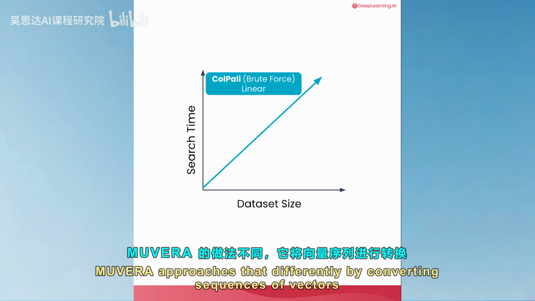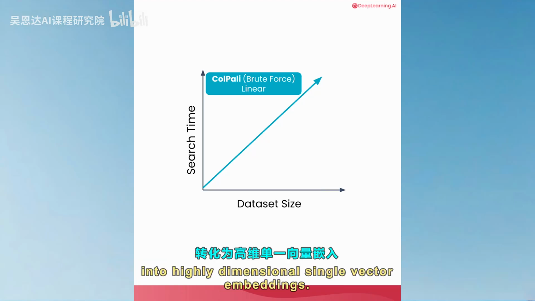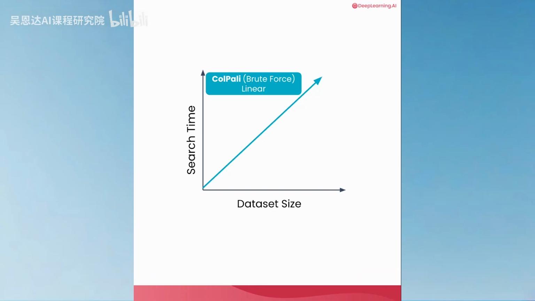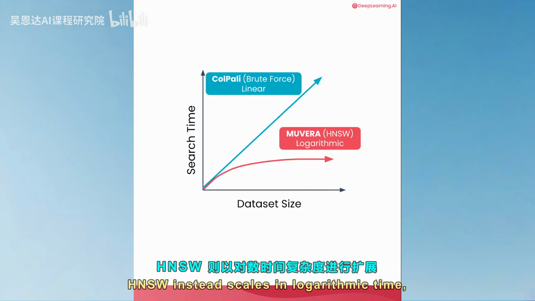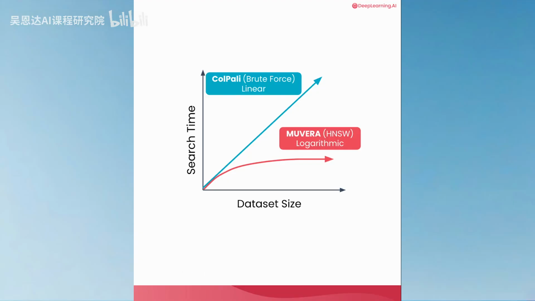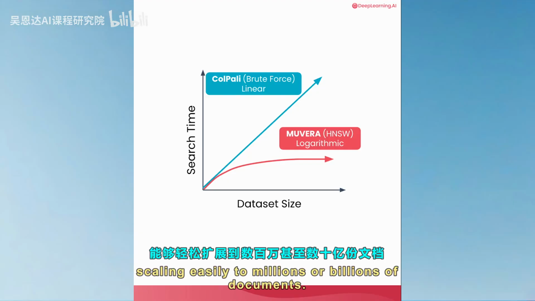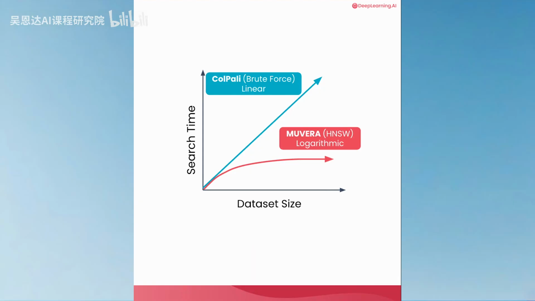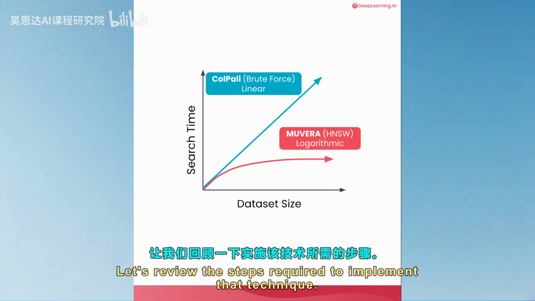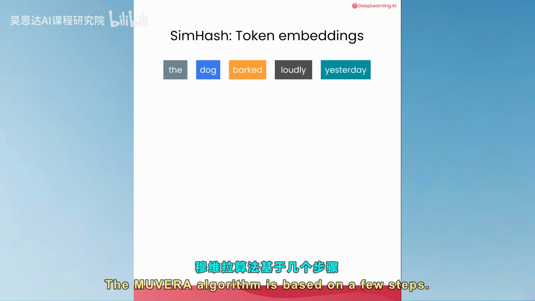MUVERA approaches that differently by converting sequences of vectors into high dimensional single vector embeddings. That enables the use of HNSW. HNSW instead scales in logarithmic time, scaling easily to millions or billions of documents. It makes it more practical than original multi-vector representations. Let's review the steps required to implement that technique. The MUVERA algorithm is based on a few steps.